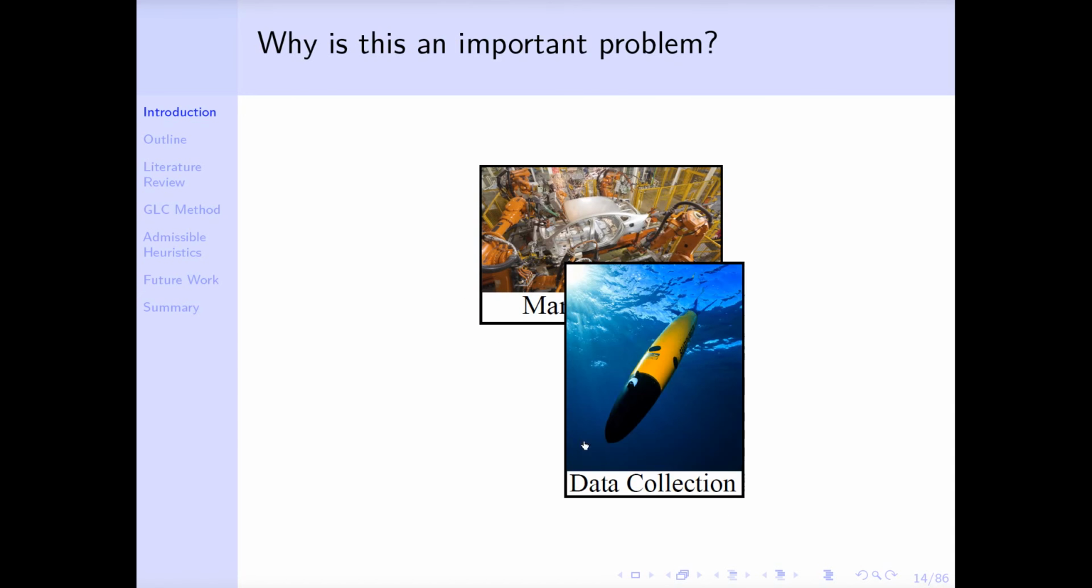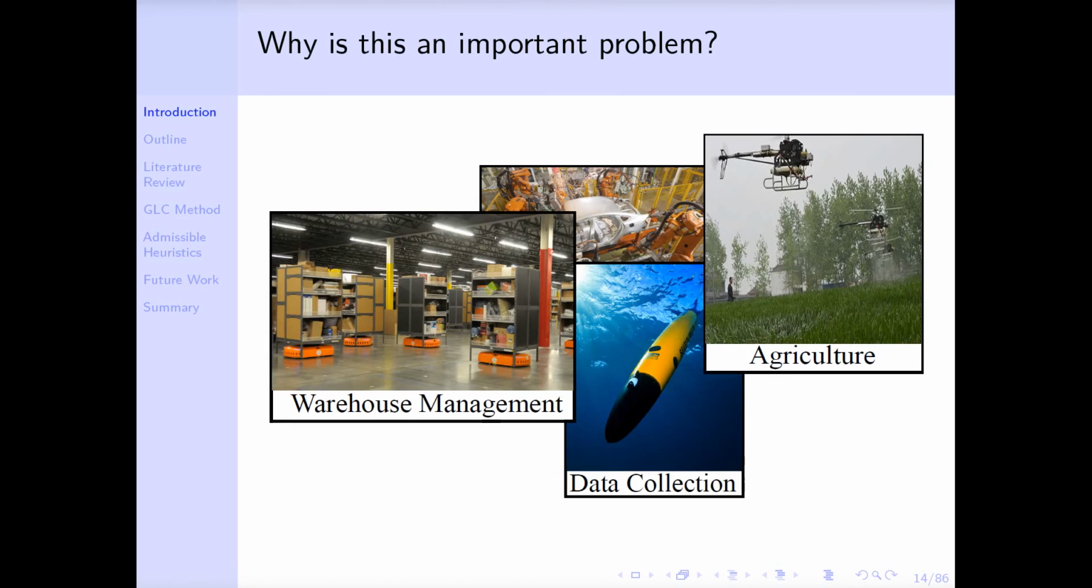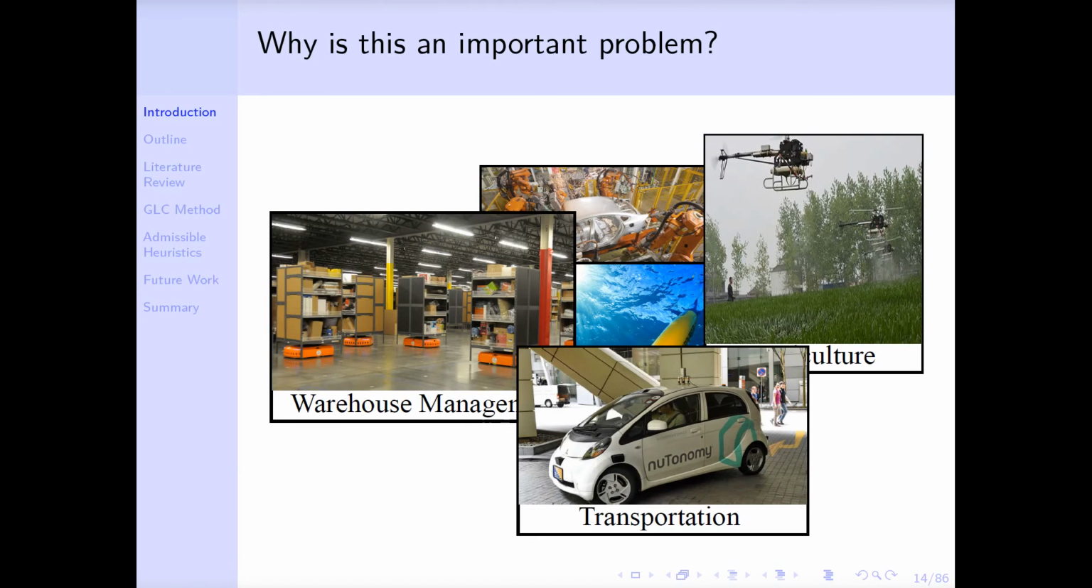So why is this an important problem? Virtually every autonomous robotic system uses some form of motion planning, and the increasing use of autonomous robots in a broad range of industries creates a need for efficient and general purpose motion planning algorithms that can be applied to any one of these applications with a minimal amount of application specific development.